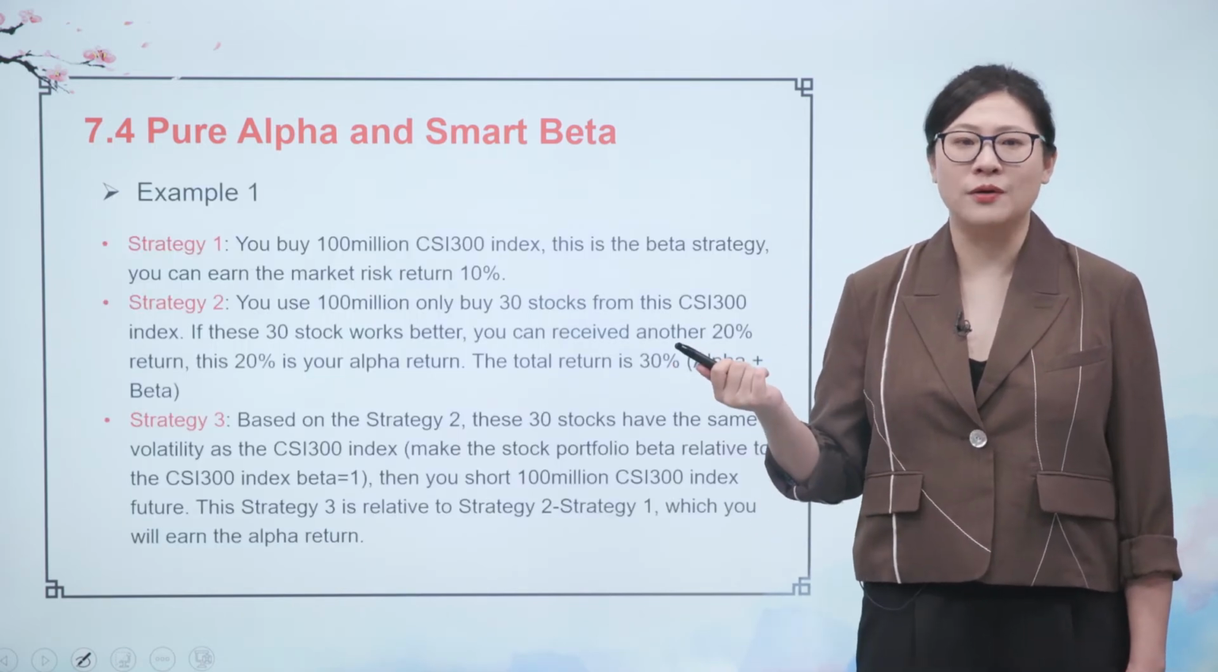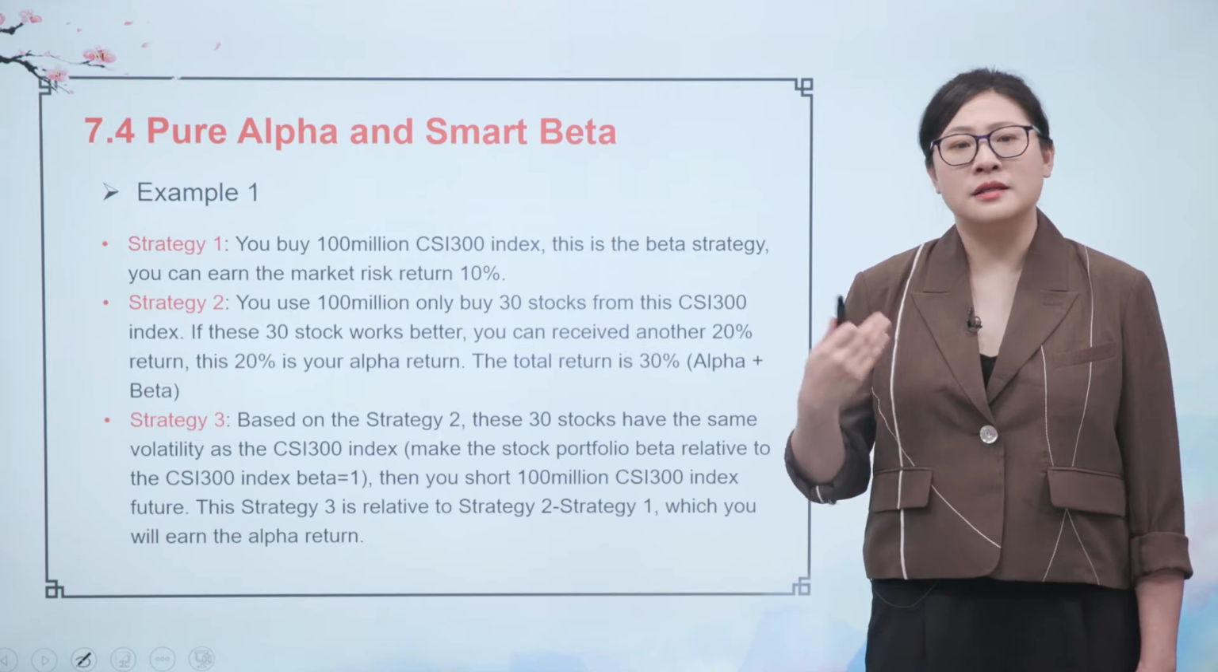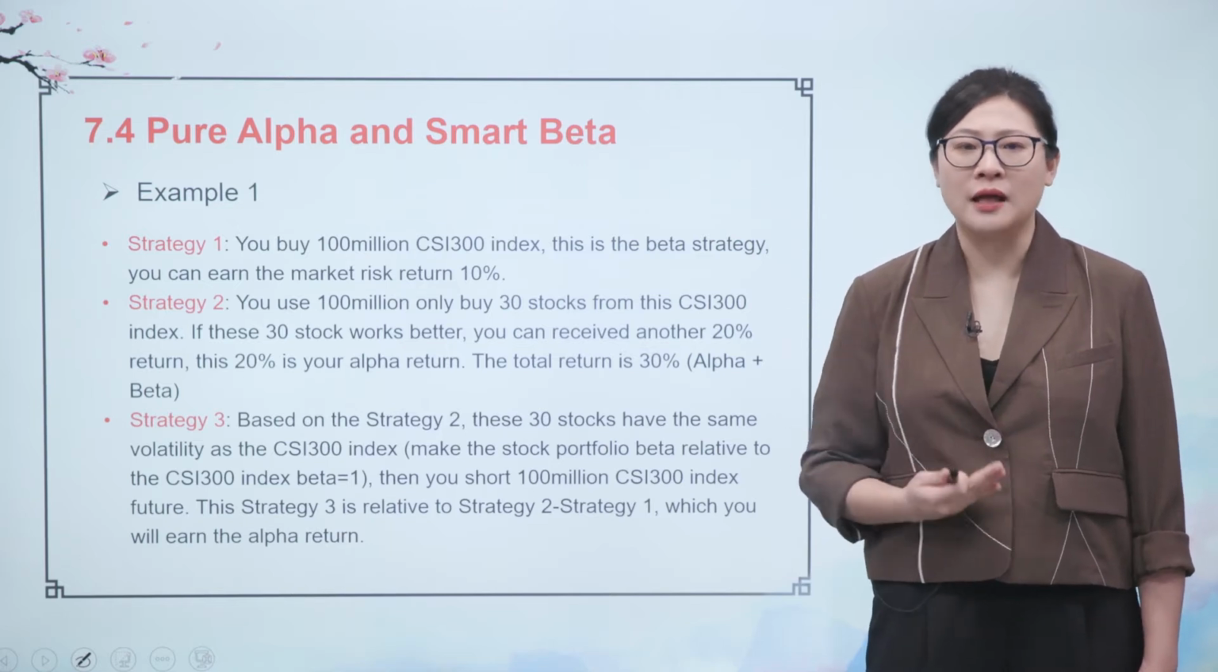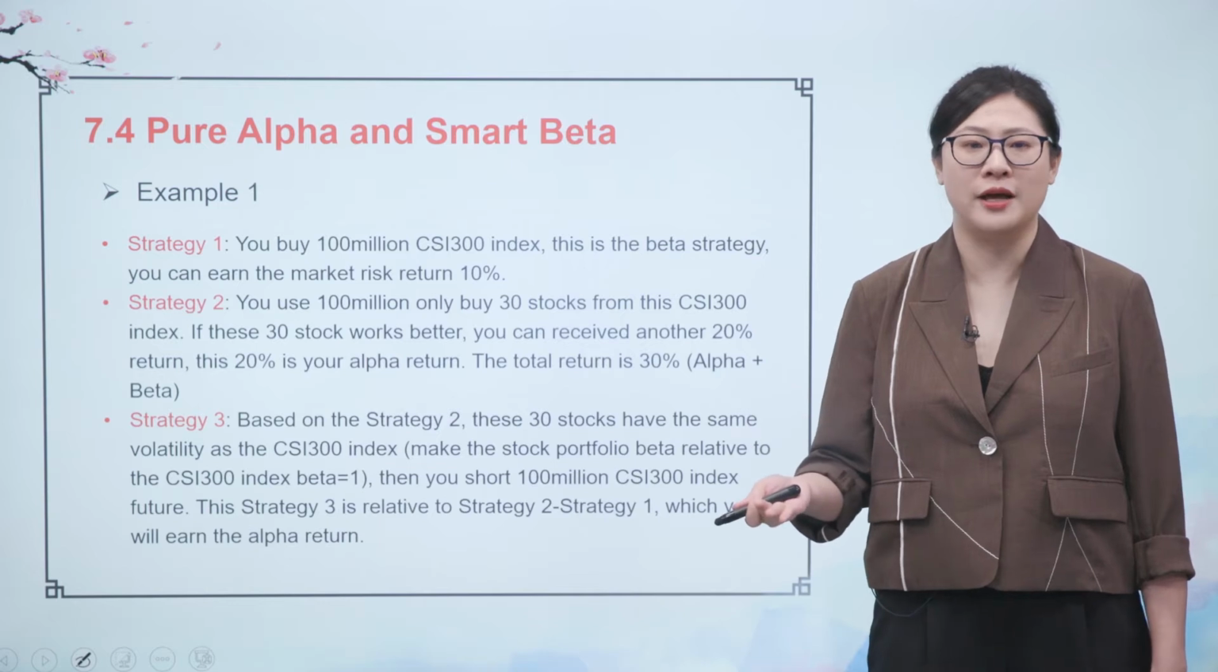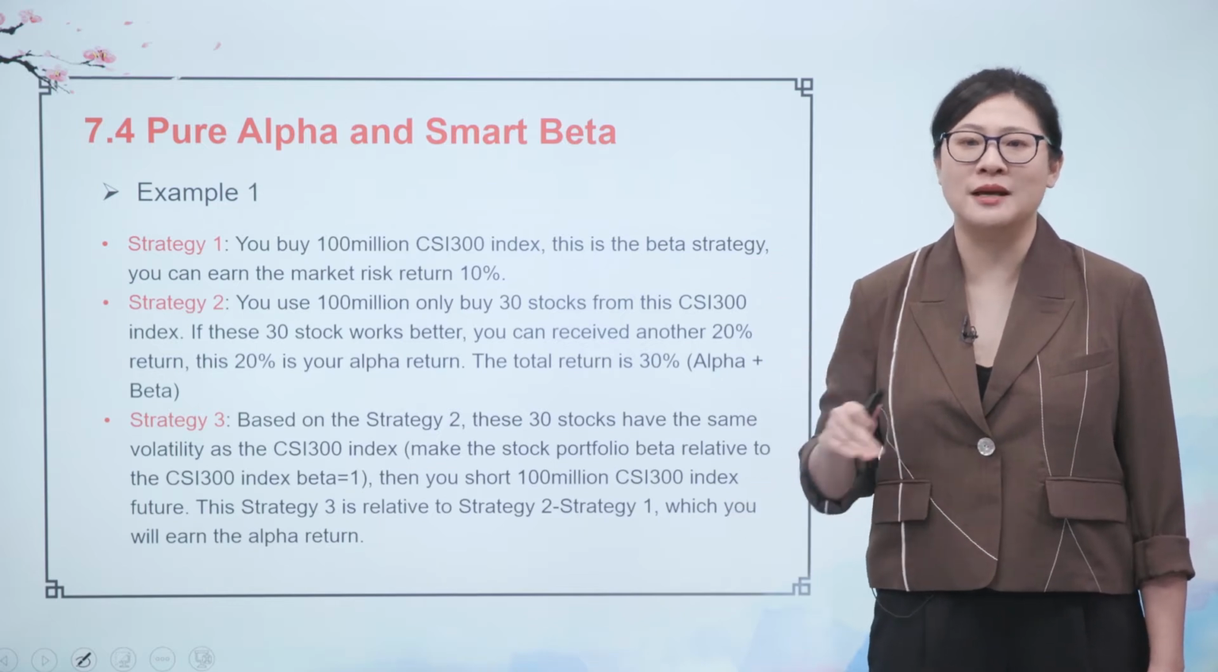Now I will show you an example. If I give you 100 million Chinese yuan to invest in the market, you have the following three strategies.